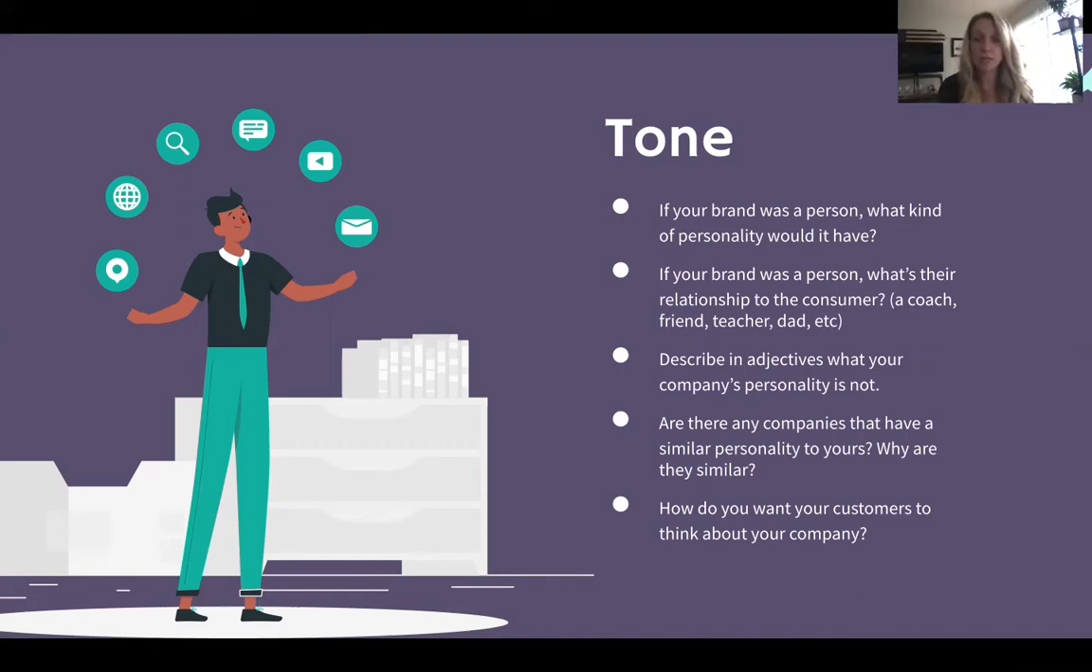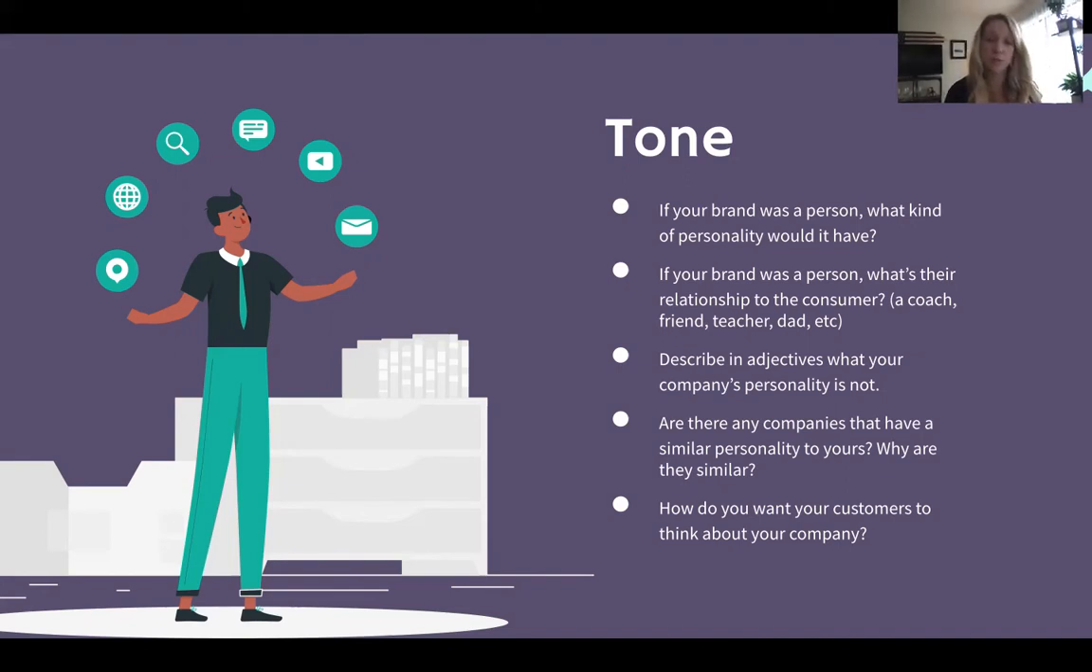Then describing in adjectives what your company's personality is not. So if you are scientific, you're not going to be sarcastic, right? Using those very clear adjectives to understand what you do and don't want to be putting on your social media platforms. This is important to list out in your brand guide as well, so that when you're working across the team, it's easier to explain what type of messages you need to be creating as a company.